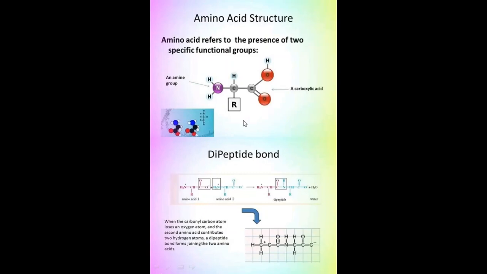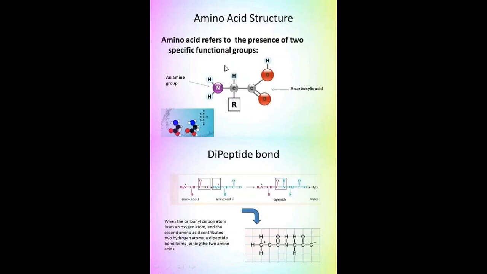Amino acids have at least 4 different atoms and a maximum of 5 different atoms in a structure. Every amino acid has a nitrogen atom, a hydrogen atom, a carbon atom, and an oxygen atom. Other amino acids have a sulfur atom present in them.